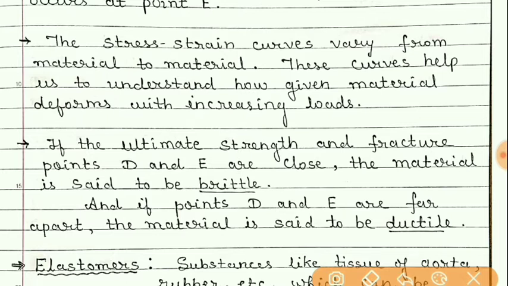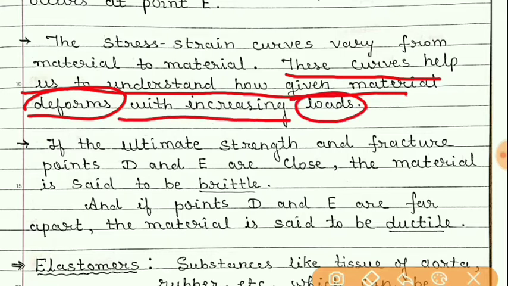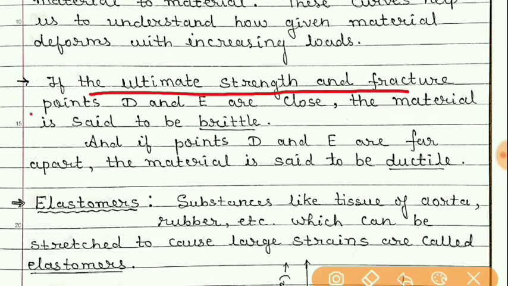Now students, this curve helps us to understand how the given material deforms with increasing loads. Means with the help of an experiment, we can find the properties of the material. Which type of property? Elastic property of the material. Now, if the ultimate strength and the fracture point, that is points D and E, are very close in the graph, then that material is said to be brittle.